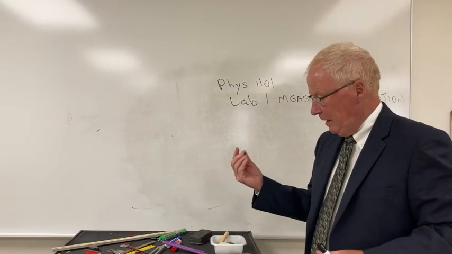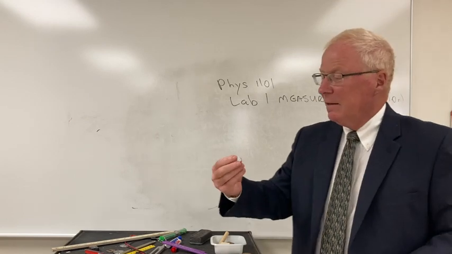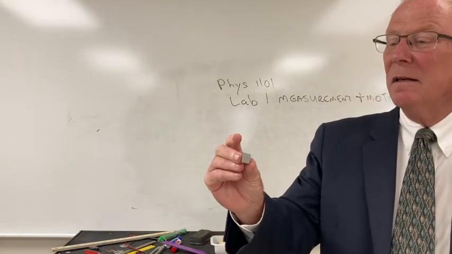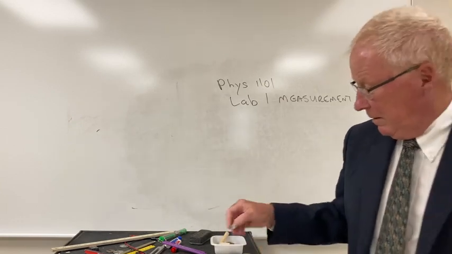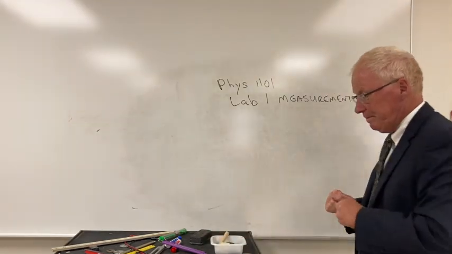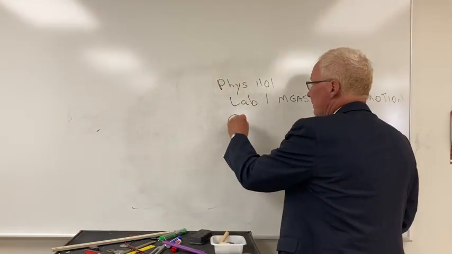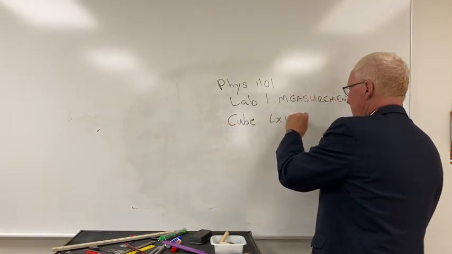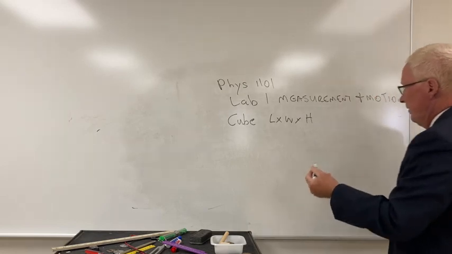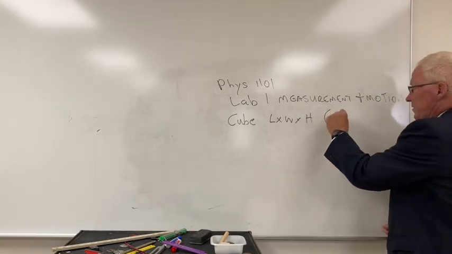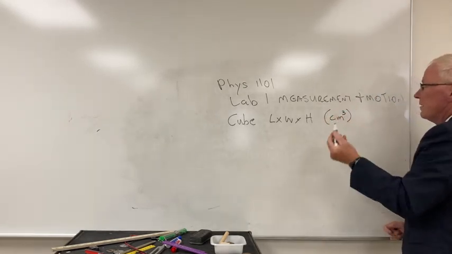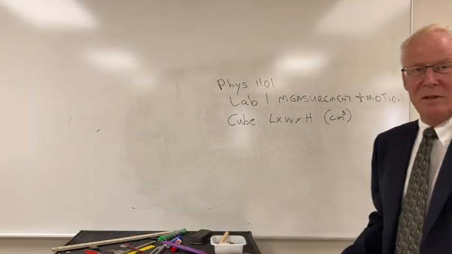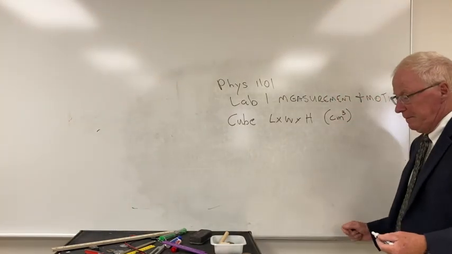So if we have this aluminum cube, all right, so volume for a cube is length times width times height. And if you're in centimeters, this will be in centimeters cubed. All right, so whatever unit you're using, this will be the units for that.